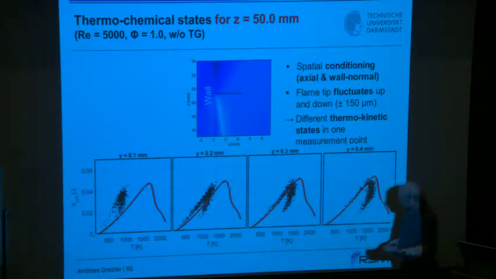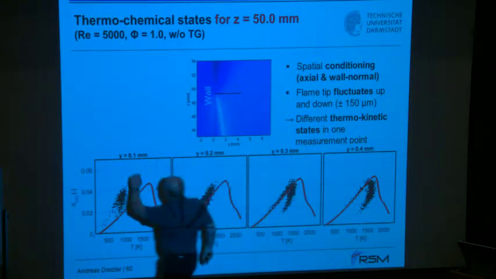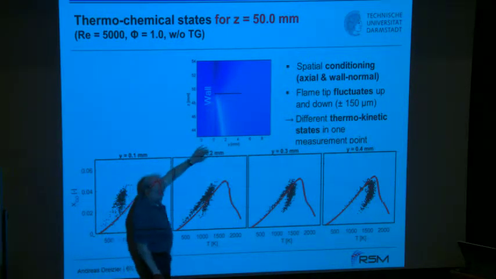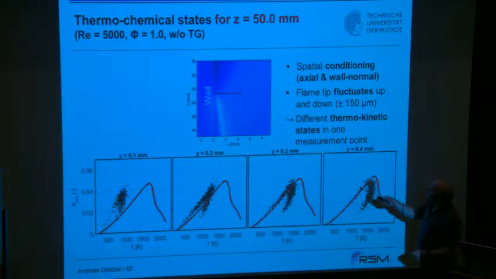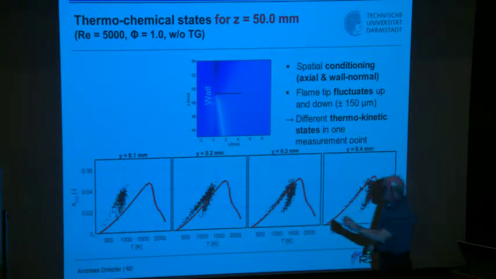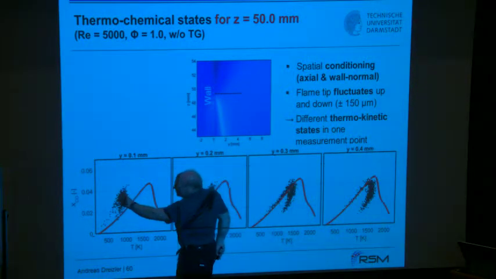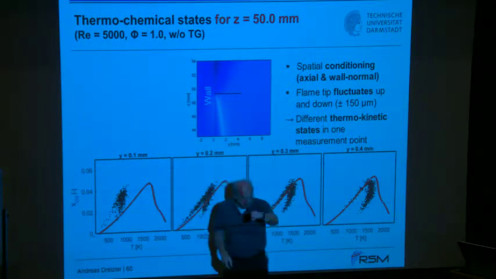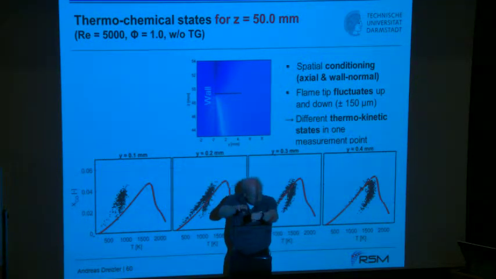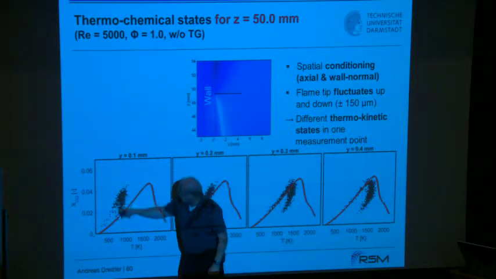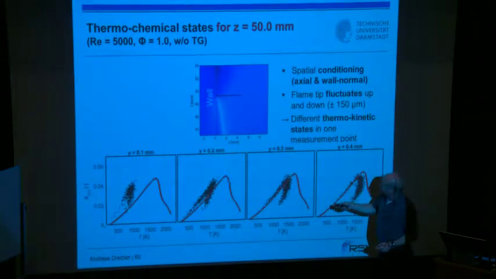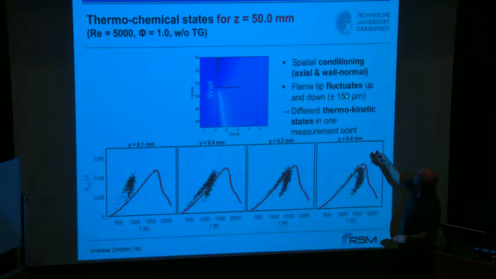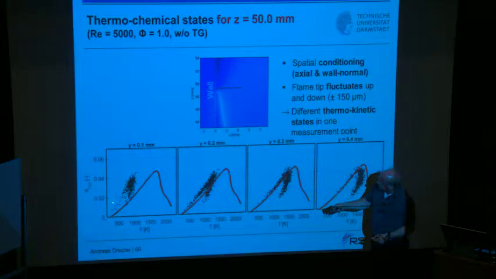So we make scatter plots at this height, being 100 microns from the wall, 200 microns from the wall, and so on. And because we have a remaining fluctuation of that flame tip, it's not only one location in the state space that is accessed, because we fix our probe volume and the flame is jittering around that. That's why you see different parts of the flame.